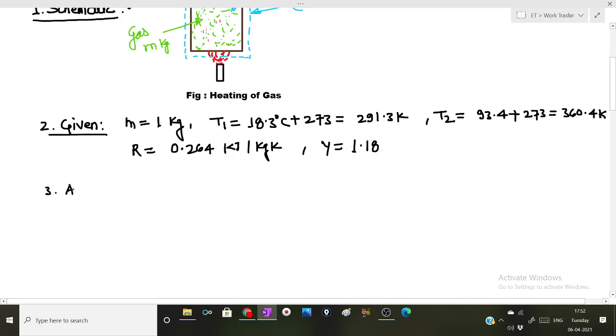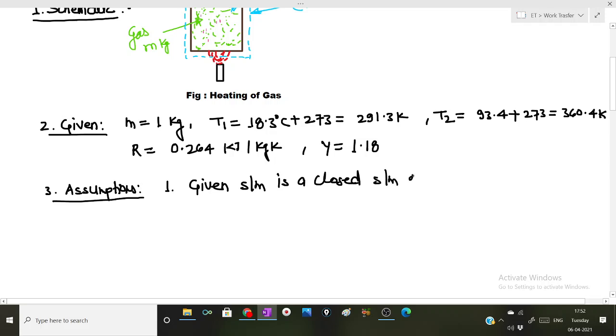Number 3, assumption. So we can assume here the given system is a closed system and the process is a non-flow process. So this is the assumption I can make here.